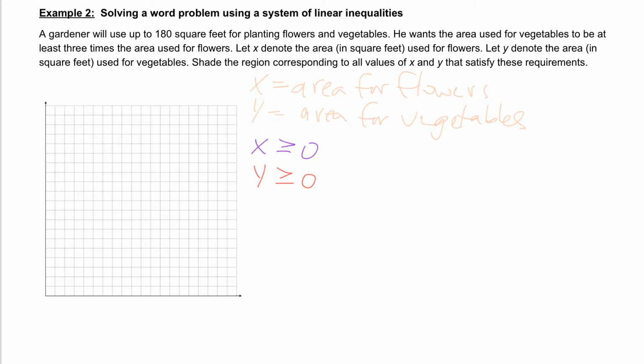Then if we look at the first sentence here, it says a gardener will use up to 180 square feet for planting flowers and vegetables. So that means if we're using up to 180 square feet, the area for flowers and the area for vegetables has to be 180 or less. If we write that down, that would look like X plus Y is less than or equal to 180.